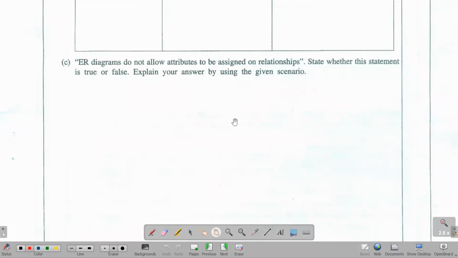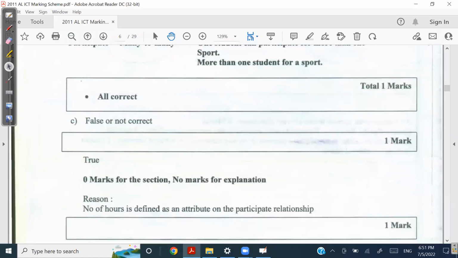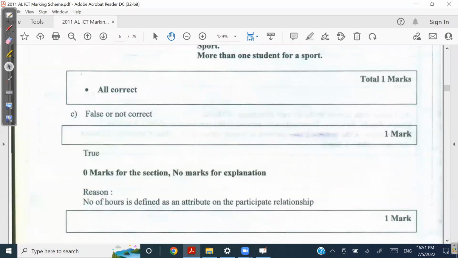Right, so if you think about the ER diagram, the ER diagram has the number of hours attribute assigned to the relationship called participate. So you can clearly say this is false, as it's saying in the marking scheme, it is false or not correct. And always remember to write that clearly and as a separate answer, because it is given a separate mark.